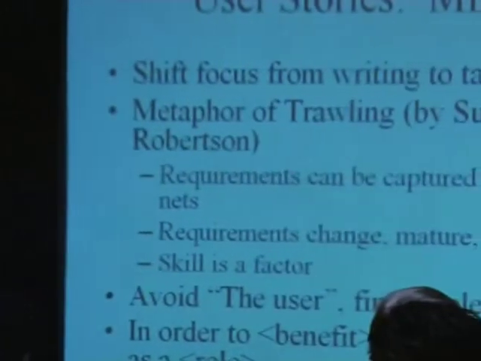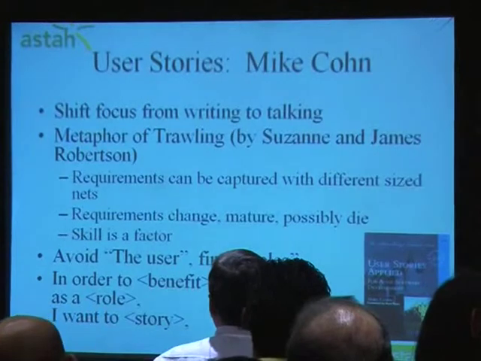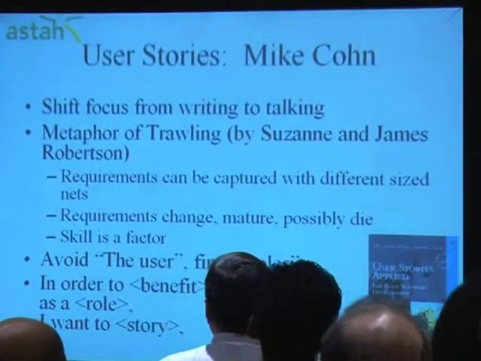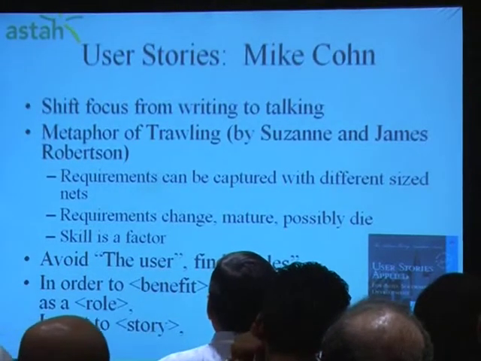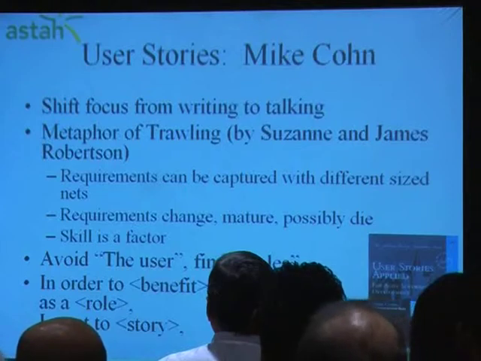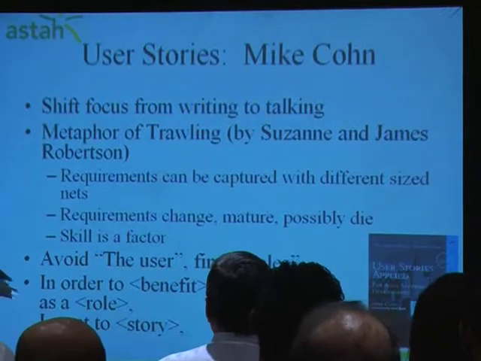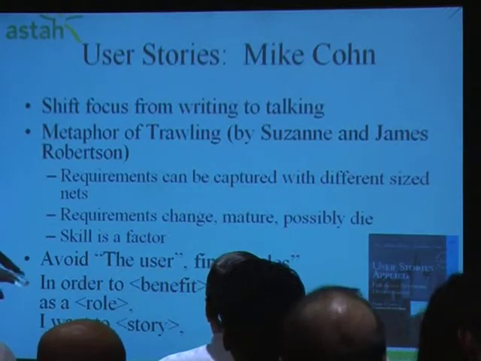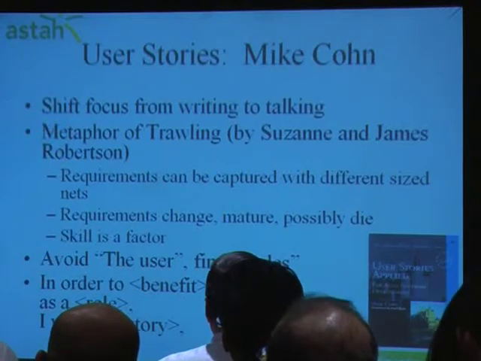And Mike Cohn also talks about user stories in his book User Stories Applied. He also says that shifting focus from writing to talking is the key. And there is a metaphor of trawling, written by Suzanne and James Robertson in the requirements book I showed you before. The requirements can be captured with different sized nets. If you first try to use a fine net, you will lose. You will start from a coarse net to capture the rough idea first, then mature the requirements. That's the point of the book. And somebody, whom I don't know, suggested this format: In order to do something, as a someone, I want to do this. It's one of the user story formats.